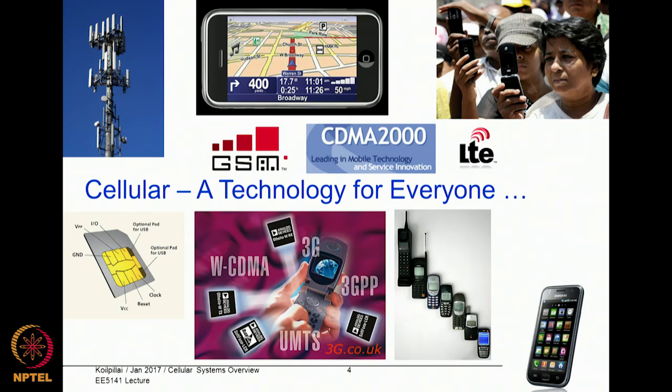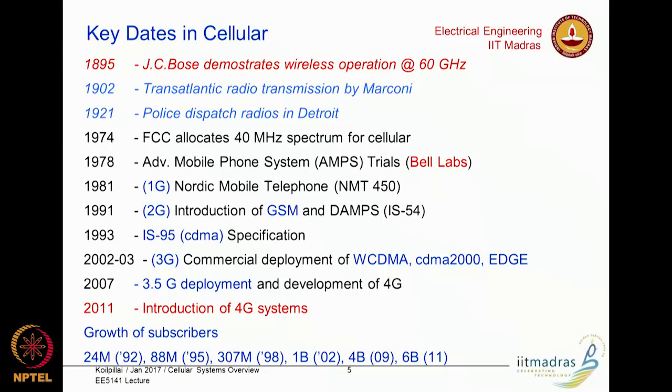Today, cellular is a common man's technology. So if you were to ask for images that describe cellular, probably you think of towers in your neighborhood, or the SIM cards, or the Google Maps, or just people looking for information, and a whole variety of handsets. Today it has become very much a common man's technology. But when did it actually start?